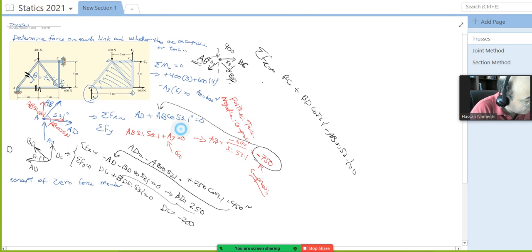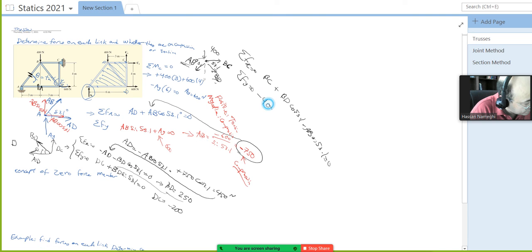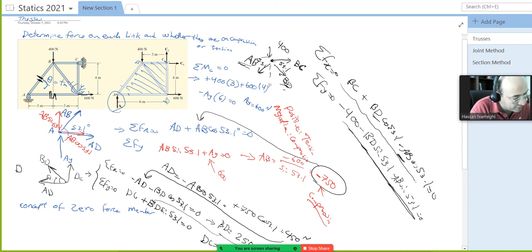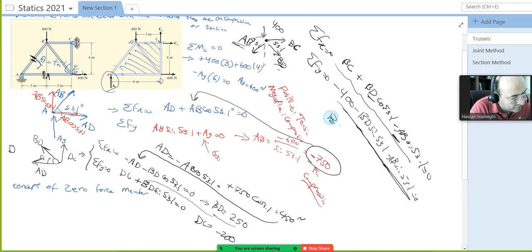Then we can write on the y. On the y, we have sum of f of y equal to 0. We have minus 400, and then minus BD sine 53.1 minus AB sine 53.1. Remember, we already have AB, we already have BD. Just plug it in there. Again, we didn't need this actually. This will give us nothing. We just need the x equation. So on the x equation, if you solve, you will find BC as your very last variable. BC is equal to minus 600.